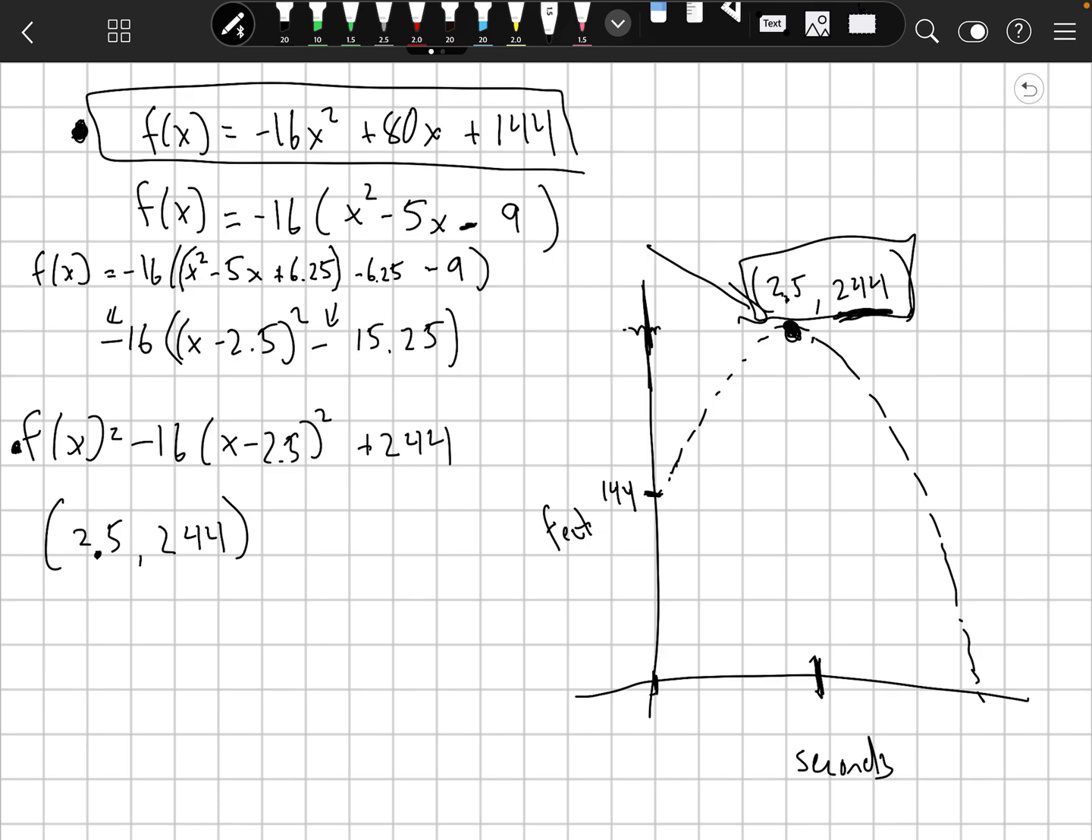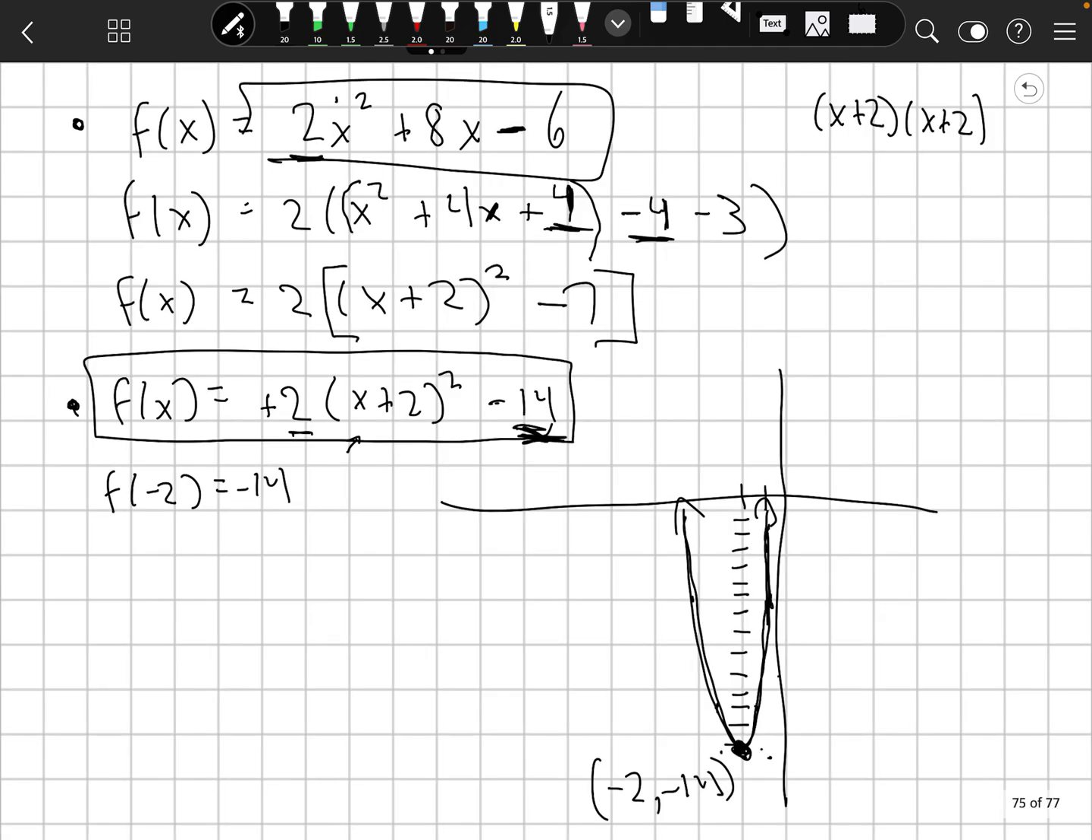And the big idea here was just completing the square when that coefficient in front of x squared is not 1, when it's something besides 1.